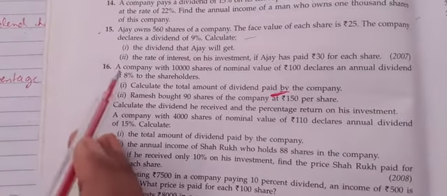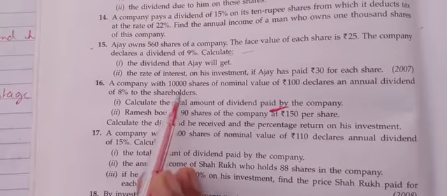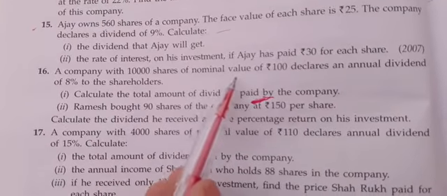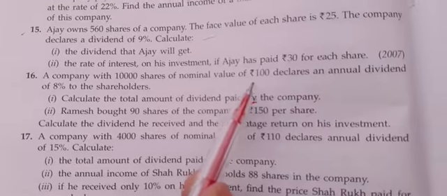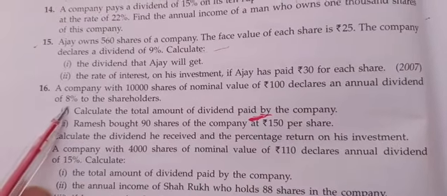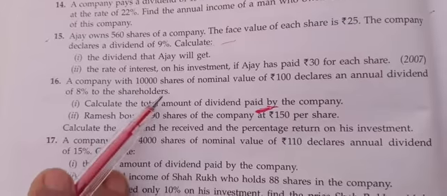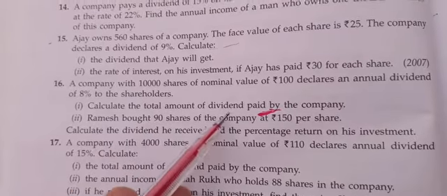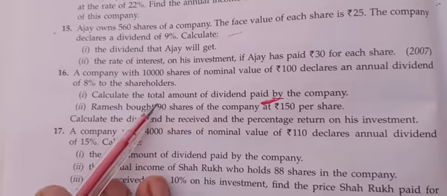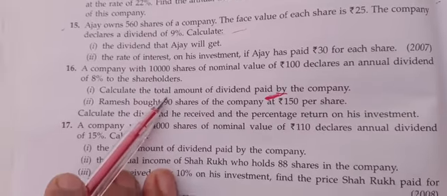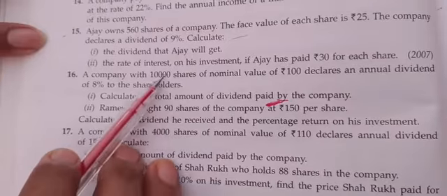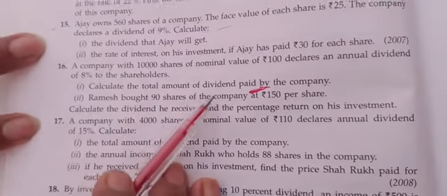Now see question number 16. A company with 10,000 shares, this is the number of shares, of nominal value, or face value, both are the same, equal to rupees 100, declares an annual dividend of 8%. This is the dividend percent to the shareholders. Calculate the total amount of dividend paid by the company. So we will put the values, because we know that dividend is equal to dividend percent upon 100 into face value or nominal value into number of shares. All the data is given, so we will calculate and we will get the answer.